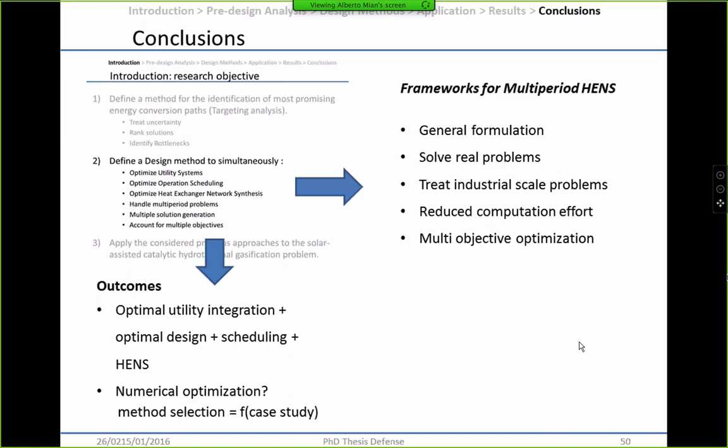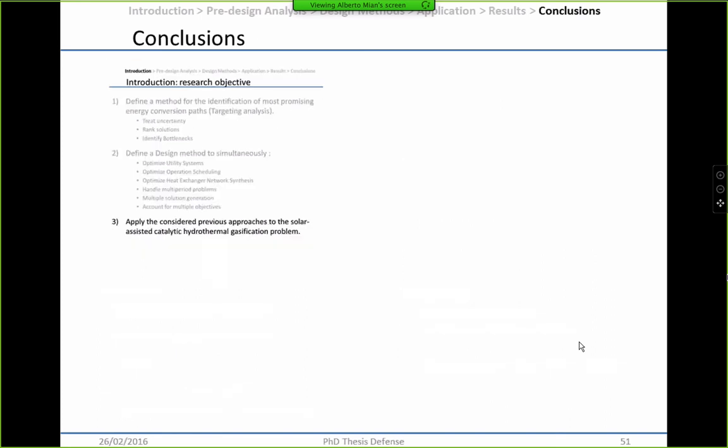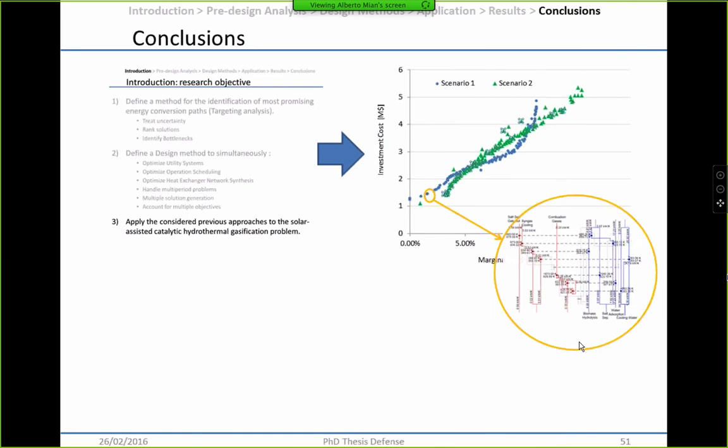Concerning the numerical optimization methods I have analyzed, the conclusion is that the method to be selected is really dependent on the problem we have. It would be nice to extend this method even on a larger scale and to compare this approach with simultaneous design and control. Finally, concerning the hydrothermal gasification, we have proposed a set of solutions, plant designs in which the heat exchanger network is provided.